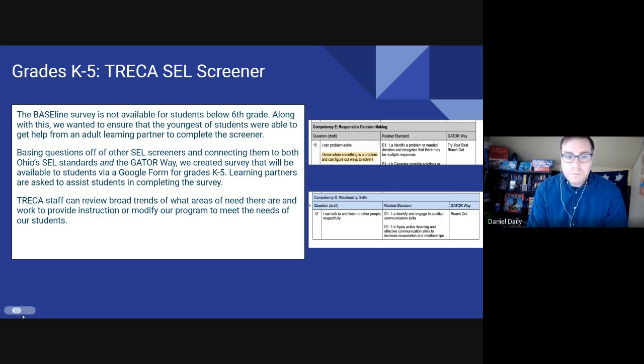So those broad trends are things we're excited to see come in at the K through 5 and 6 through 12 level. And we really encourage parents, learning partners to participate in those surveys, have those conversations with students as they kind of explore those SEL topics and get feedback from the programs we have.